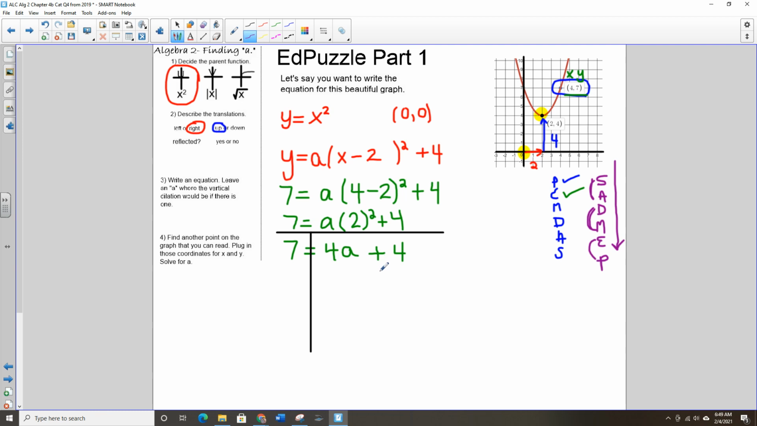So how do you undo plus 4? You minus 4. So I'm going to do it to both sides to keep it balanced. All right, 7 minus 4 is 3. And 4A plus 4 minus 4. These are going to cross out. This is 0. And you're left with 4A. All right, we're almost there.